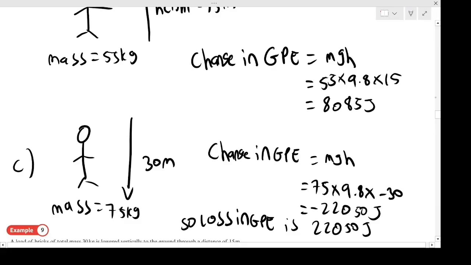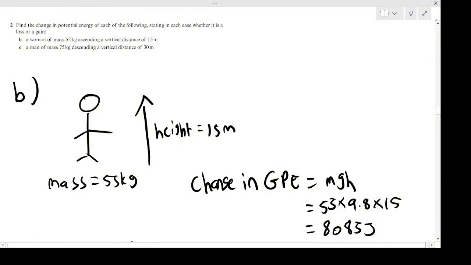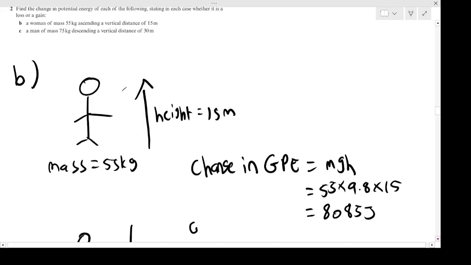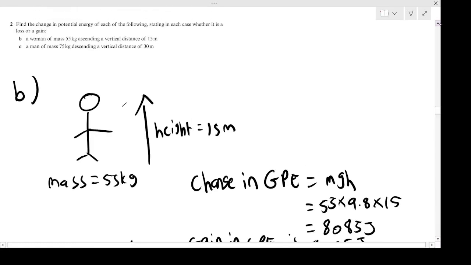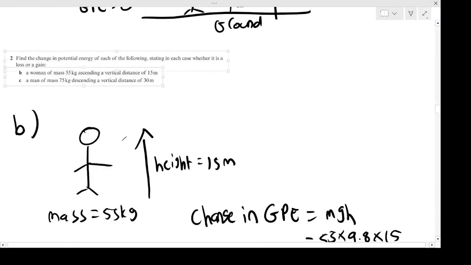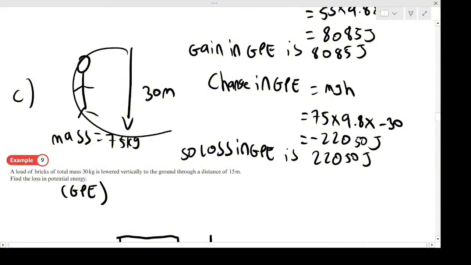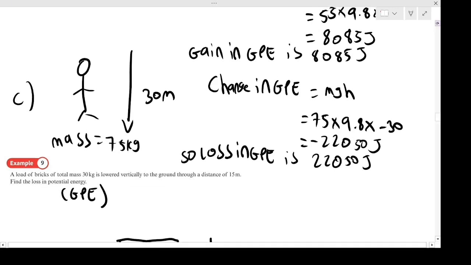That makes sense. Whereas in the first question, the person's moving up, so we're going to gain energy. So this is going to be a gain in GPE in the first case. So very simply, we gain gravitational energy if we move up, and in the second example, we lose gravitational energy if we go down. Simple as that. Up, we gain; down, we lose it.